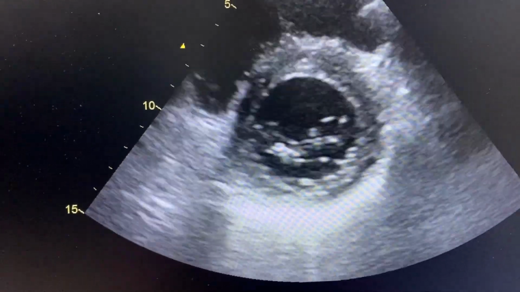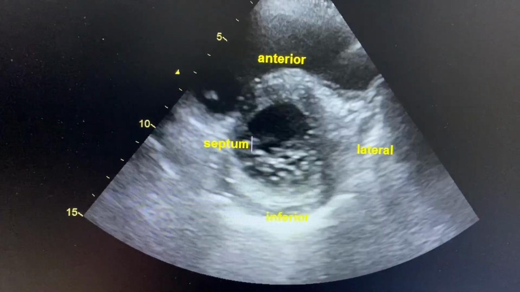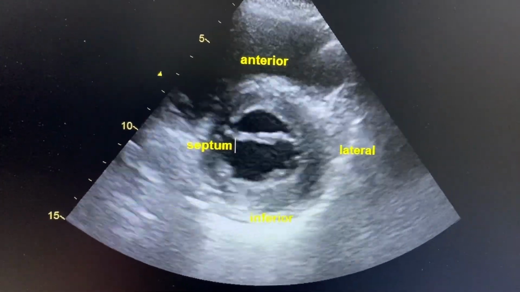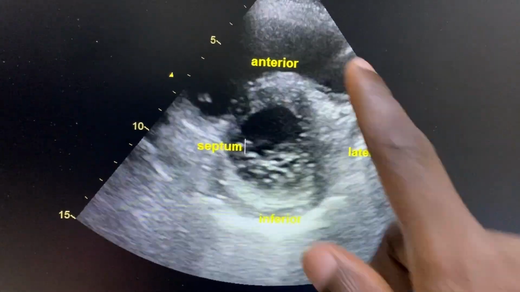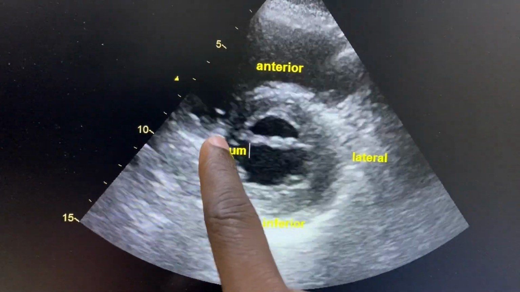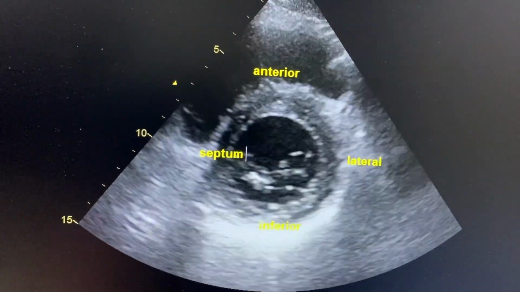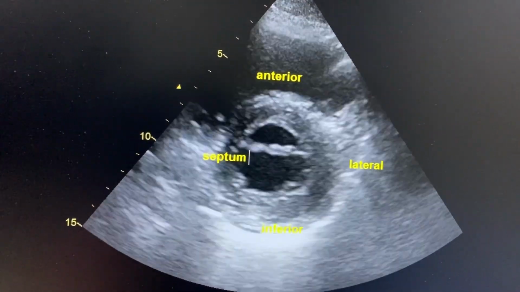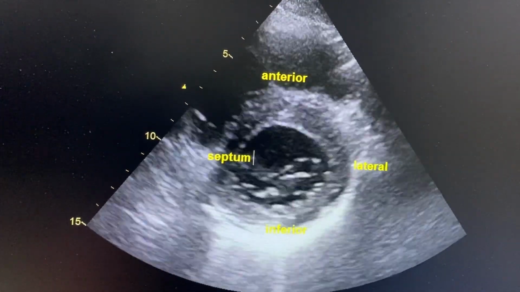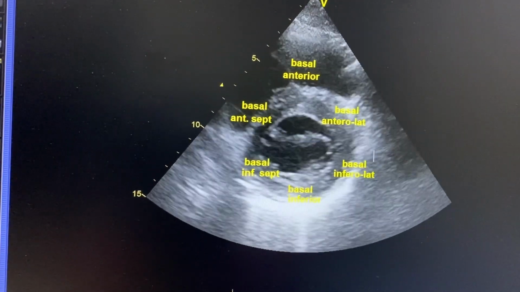let me see if I can put text there. Yes, you see how I've named them here: anterior, inferior, lateral, and the septum. So those are the 4 major ones. Now I'm going to put more, because I told you the septum is divided into 2 and lateral is divided into 2. Yes. So these are the real 6.